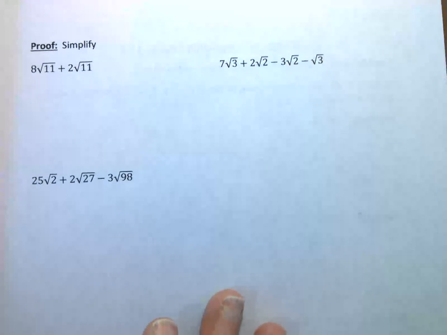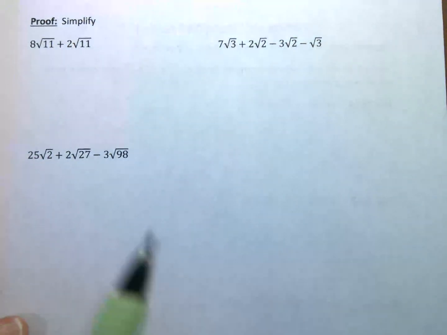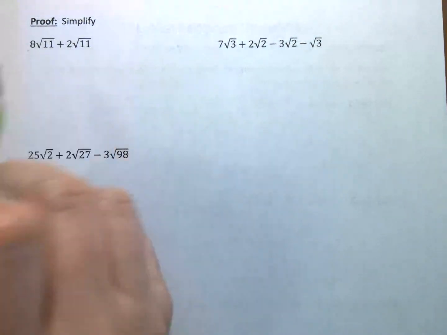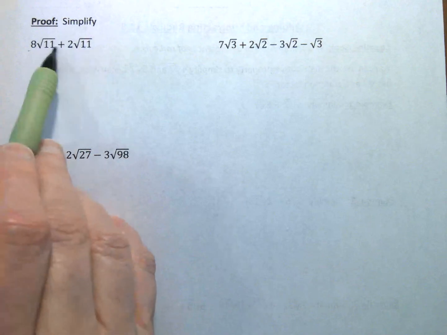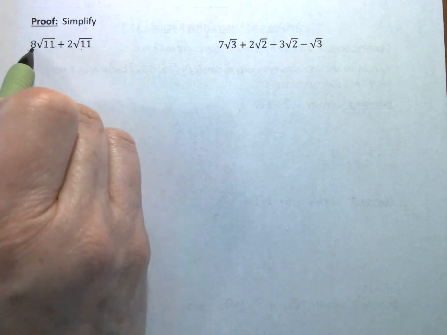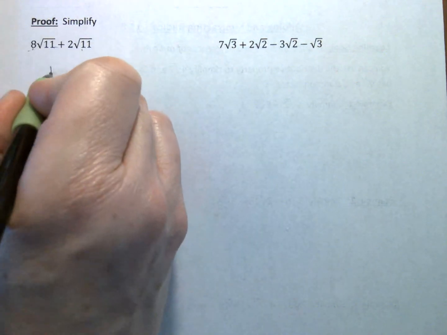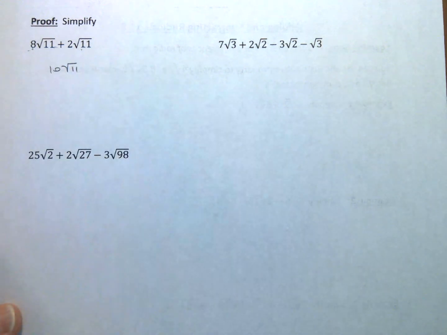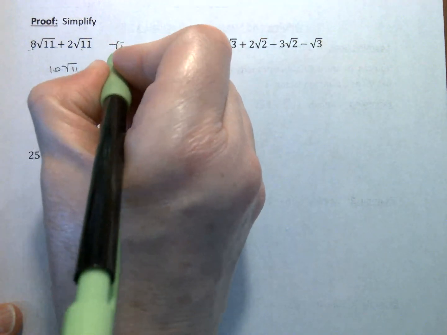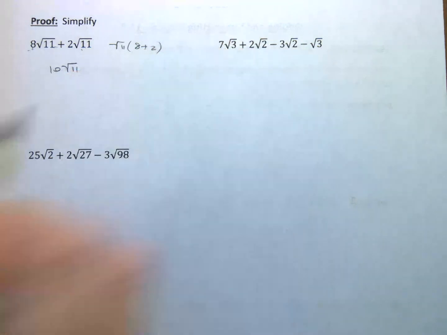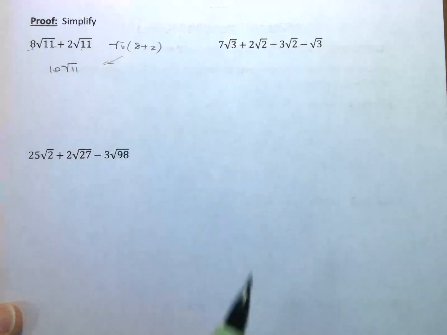All right, so that's pretty much it. So let's look at our practice problems. We have 8 square root of 11 plus 2 square root of 11. Because they're both square root of 11, they're like terms. So I add the coefficients. 8 plus 2 is 10. So it's 10 square root of 11. Think in terms of the distributive property. That's why I'm allowed to do that.